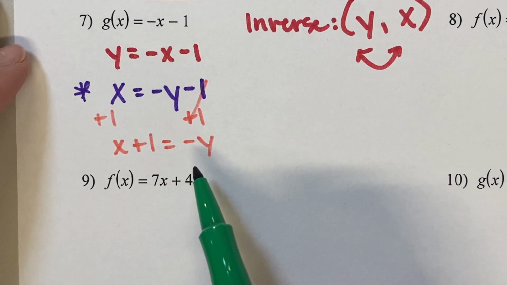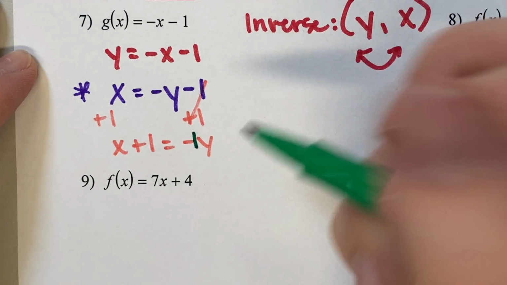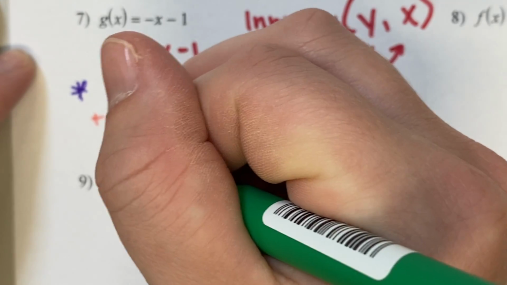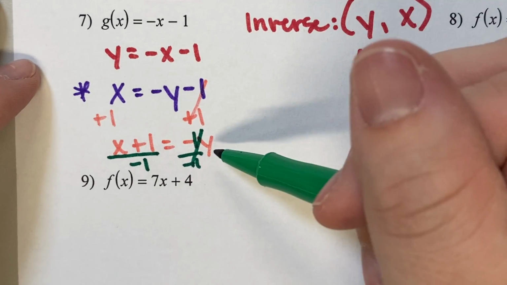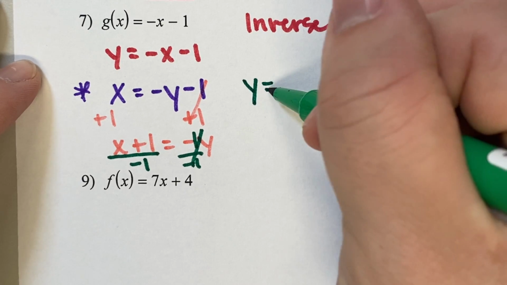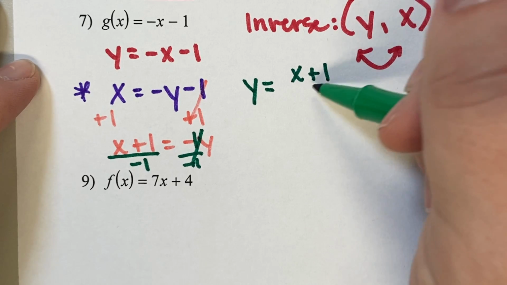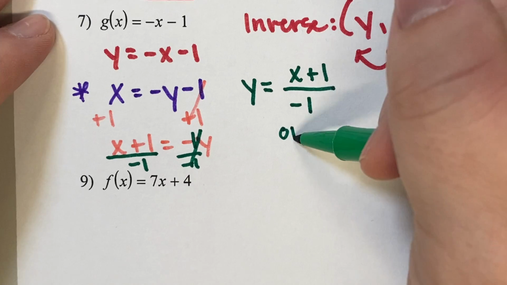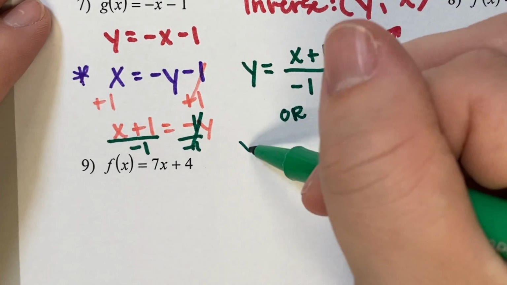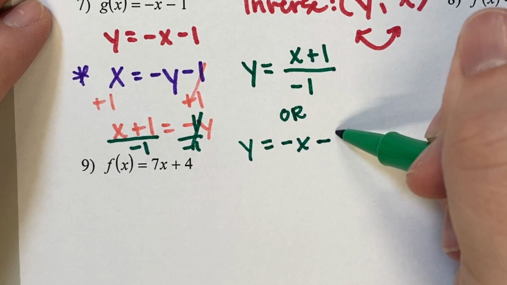Okay, well the only thing still attached to my y is this negative, or in other words, times by negative 1. So we do the opposite and divide the whole thing by negative 1. Okay, so now I have my y all by itself. And I'm just going to flip it on the other side. Doesn't matter which side you write it on. But I had x plus 1 on top, divided by negative 1, which is correct, or we can rewrite it as y equals, that negative 1 changes both signs to that guy.